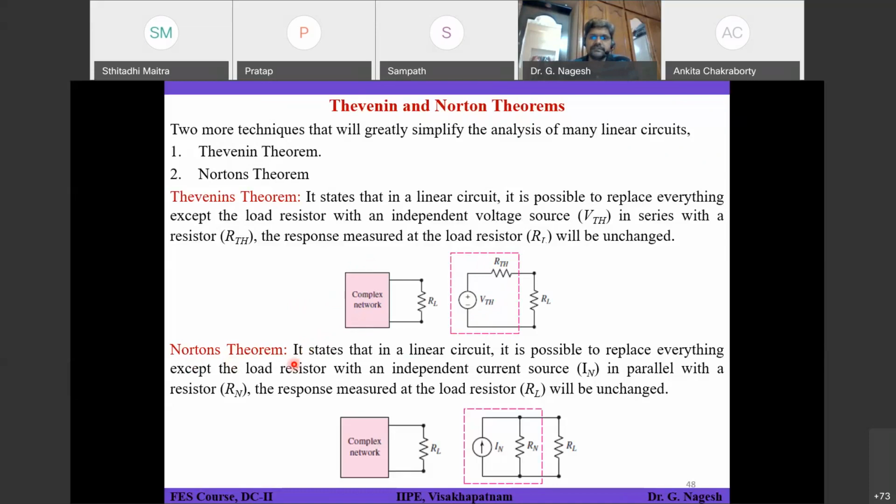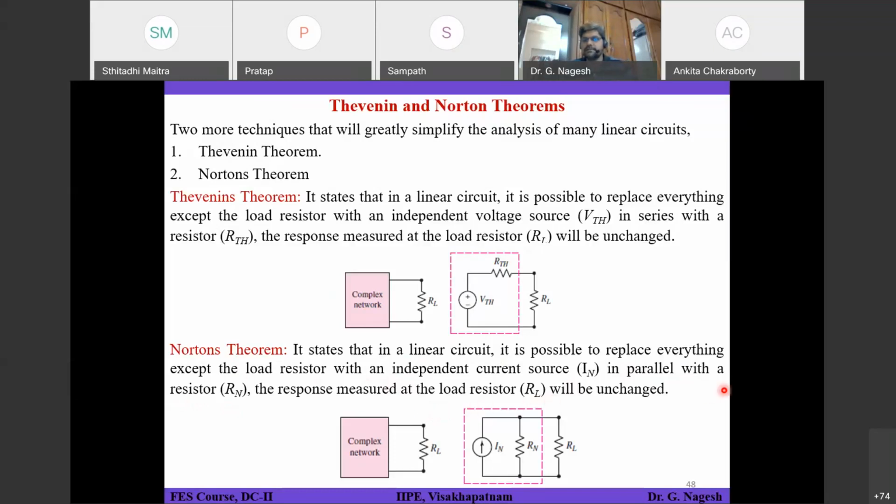Okay, so this is actually an inverse of what you have already seen in the Thevenin's theorem. What it states is, in a linear circuit, it is possible to replace everything except the load resistor with an independent current source represented with IN in parallel with a resistance RN. Okay, the response measured at the load resistance RL will be unchanged.